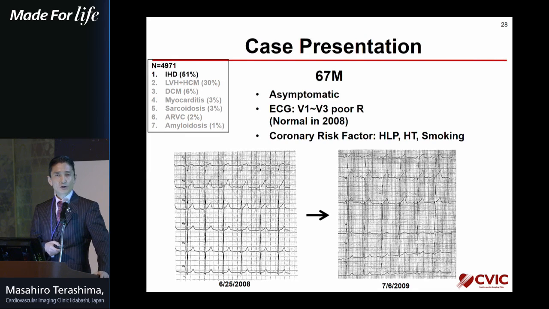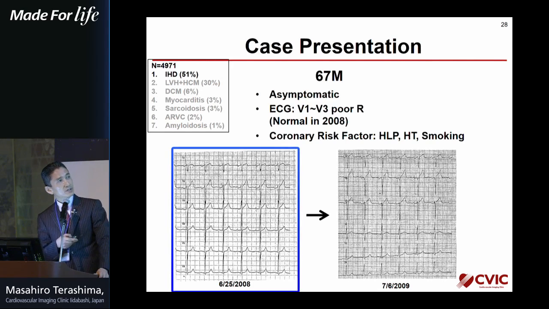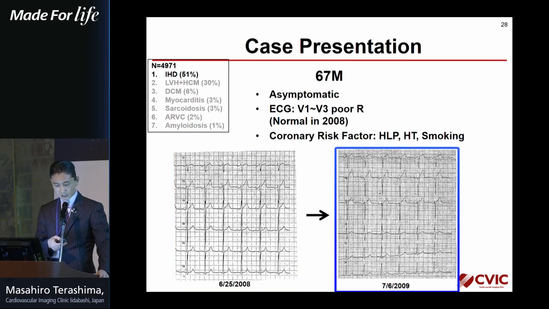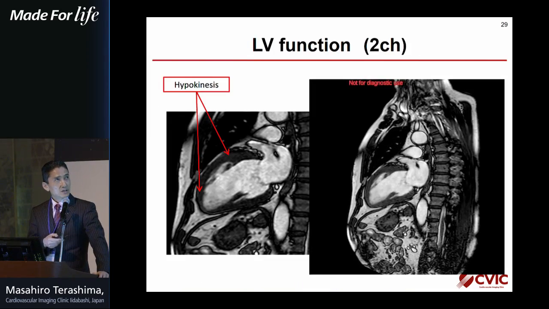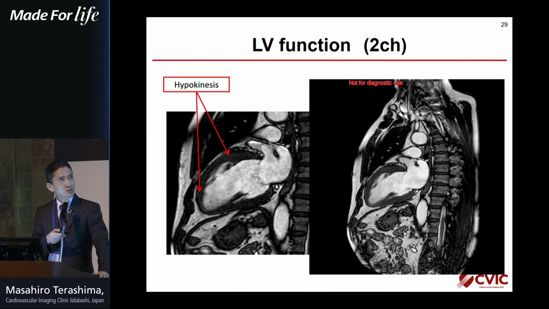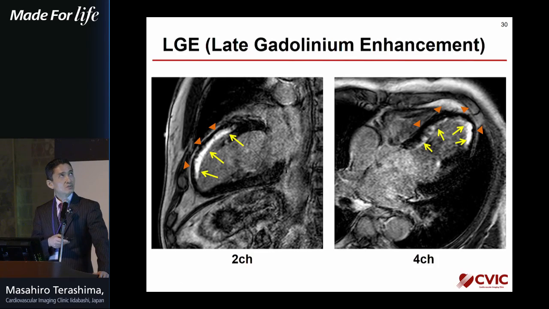This is an example case of a 67 year old asymptomatic patient. This patient has an EKG change from 2008 to 2009. So you can see the heavy wall motion abnormality, hypokinesis, in the anterior wall. This wall has late gadolinium enhancement in the subendocardium.